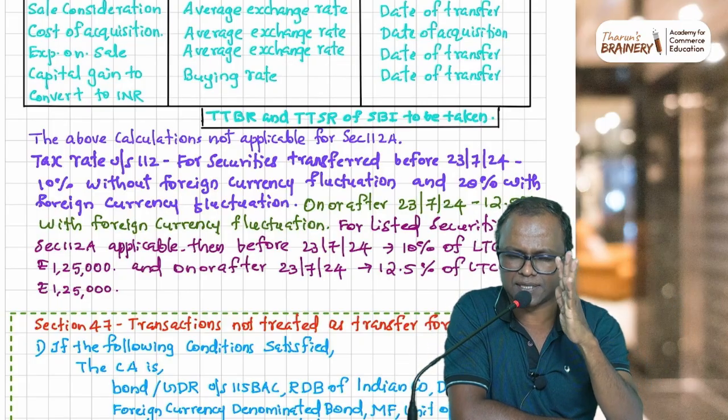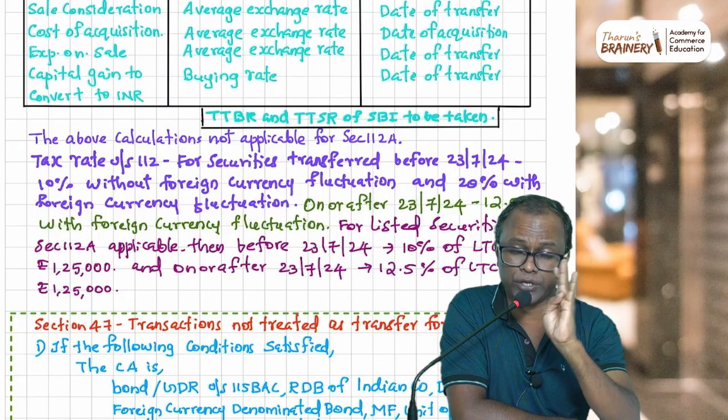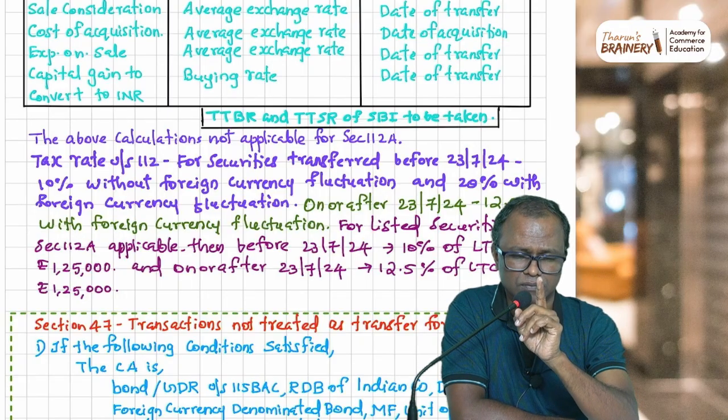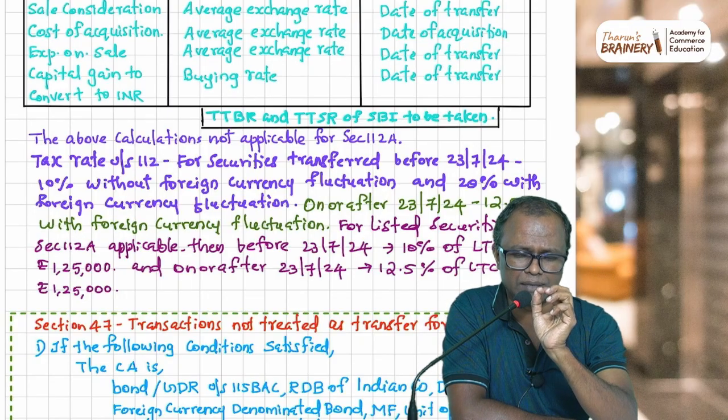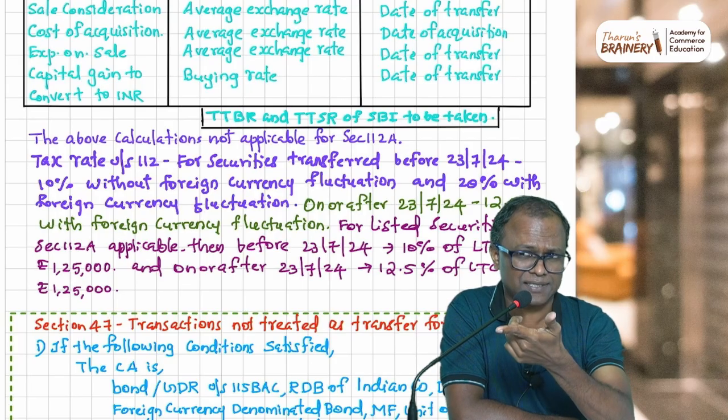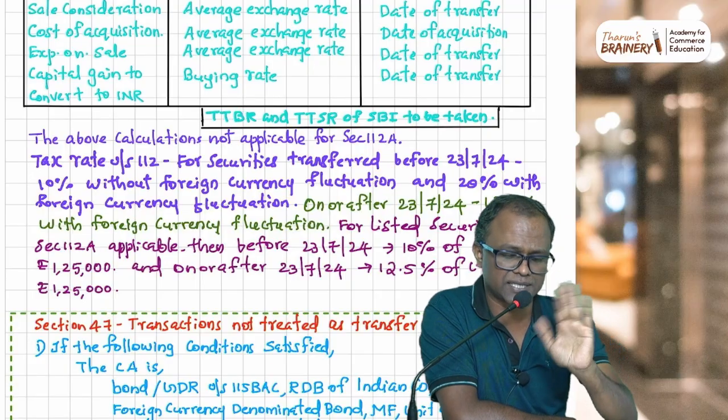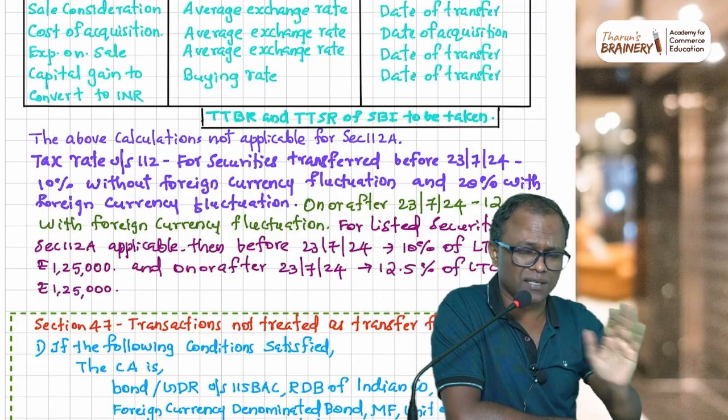112A: no indexation benefit. And no 87A rebate also. From 112A long-term capital gain, you are calculating the tax in excess of 1,25,000 at the rate of 10% or 12.5%. From that tax, you won't get rebate. 87A rebate is not available. Even though you are resident, rebate is not available.